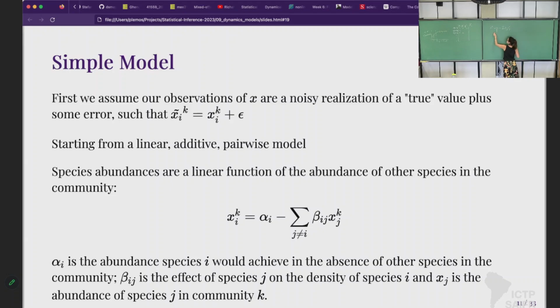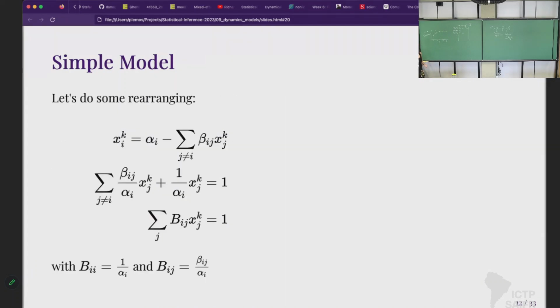This is the baseline abundance of i. And then this is for j different than i. This is how much species j modifies the abundance of species i. So it's the influence of j on the abundance of i.